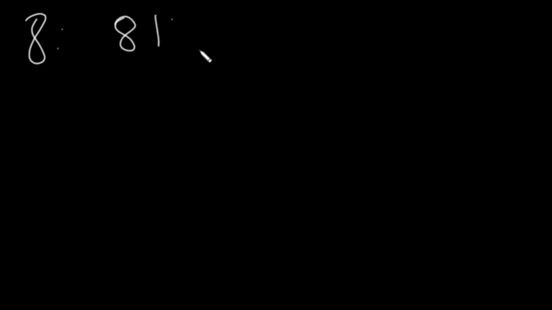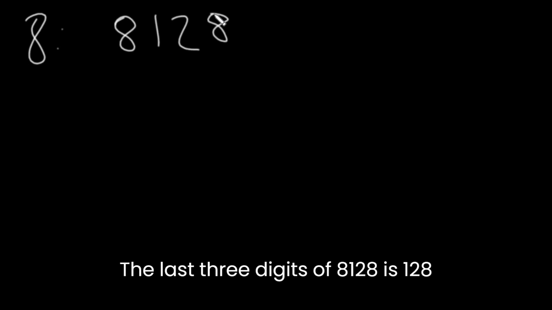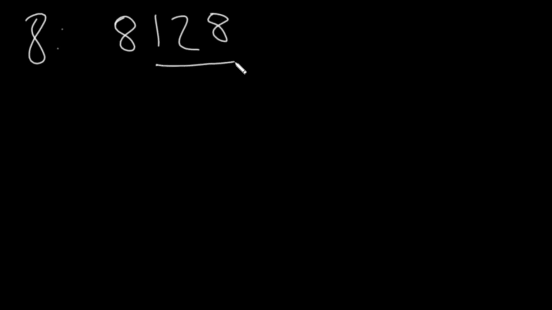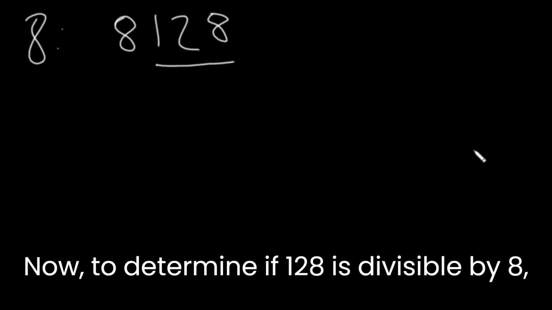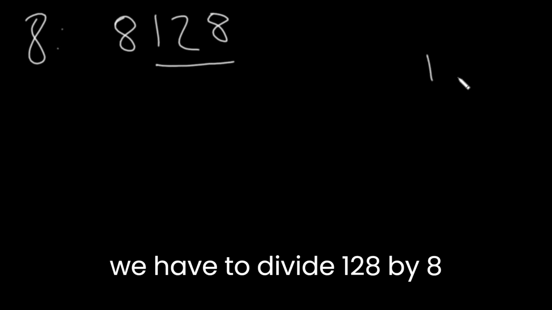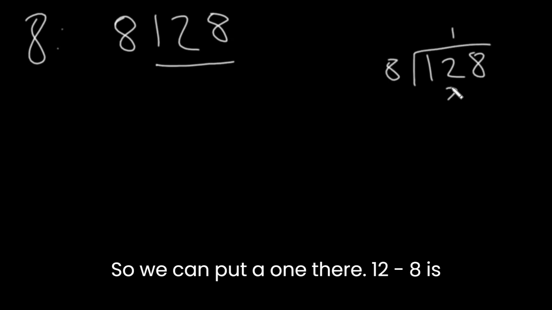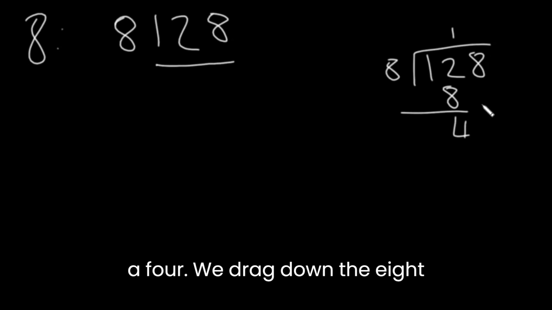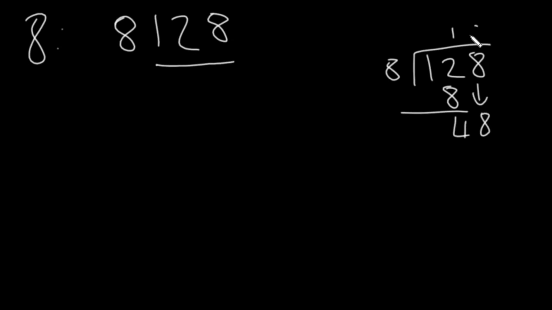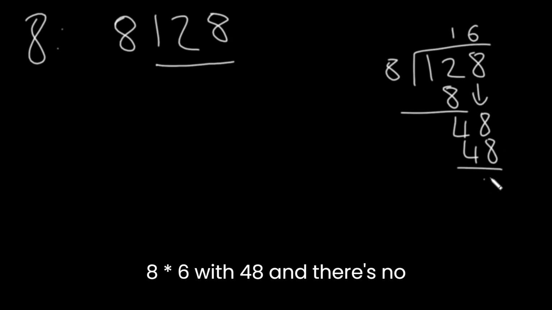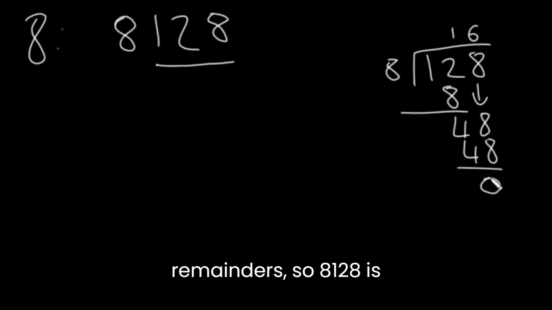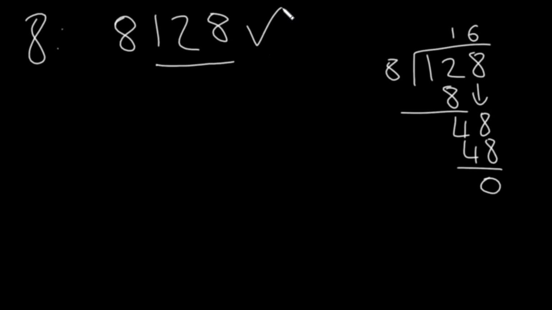The divisibility trick for 8 is similar to the divisibility trick for 4, but instead we have to look at the last 3 digits. The last 3 digits of 8,128 is 128. Now, to determine if 128 is divisible by 8, we have to divide 128 by 8. So we can put a 1 there. 12 minus 8 is a 4. We drag down the 8. 8 times 6 is 48. And there's no remainders. So 8,128 is divisible by 8.